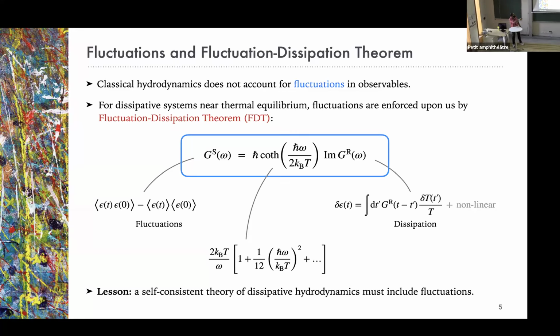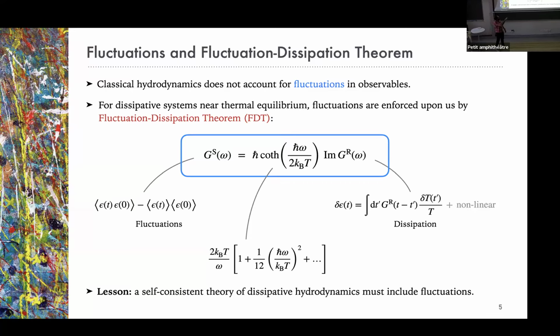And this is the first coefficient that appears here. There's a whole slew of higher nonlinear response functions that you can have. In some sense, this object knows about dissipation. This object knows about fluctuations. And the theorem tells you that if you have dissipation in your system, you must necessarily have fluctuations. There's no getting out of it.